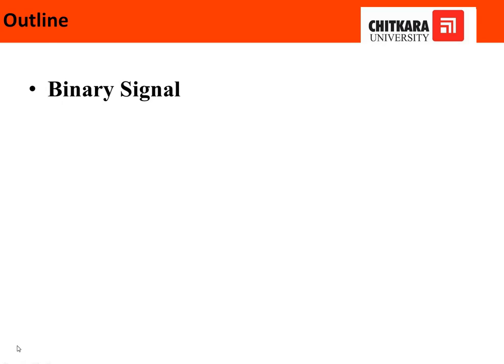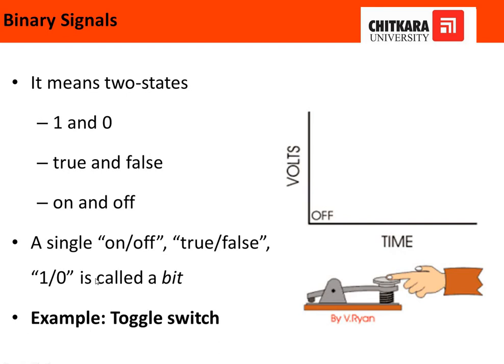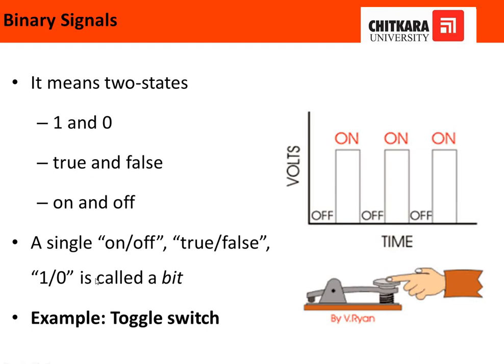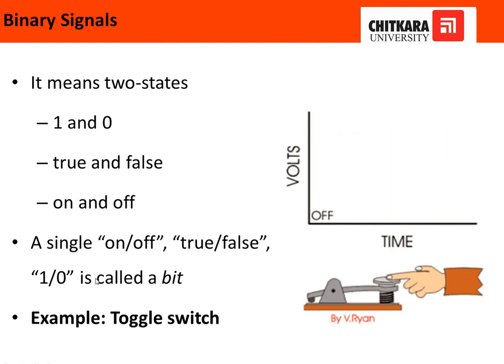Hello everyone. In today's class, we will be having a discussion on binary signals. Binary signals are of two types, having two states, either 1 or 0, either true or false, or the on and off condition.